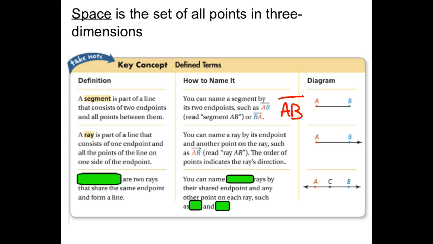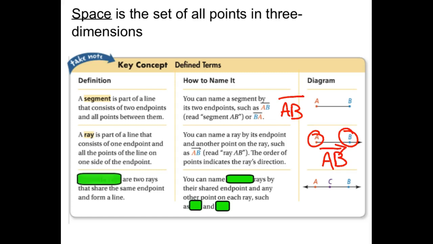And every time you name a ray, regardless of what direction it goes, you take the endpoint, write it first, take the other point on the ray, write it second, and always draw the ray to the right, even if the ray goes to the left. You draw the ray to the right, you start with the endpoint, and then you write the direction it's going in, the other point on the line.